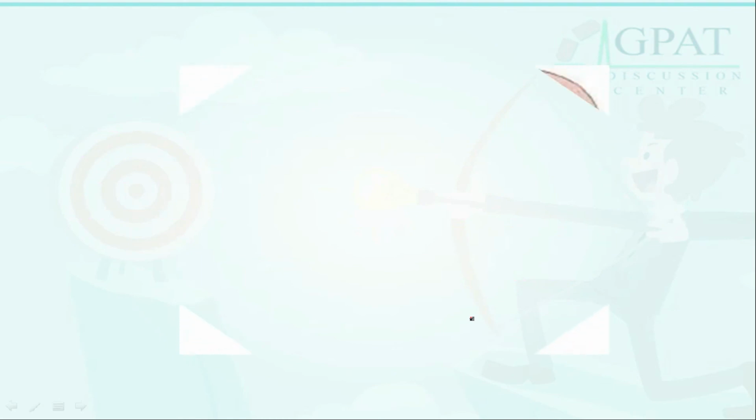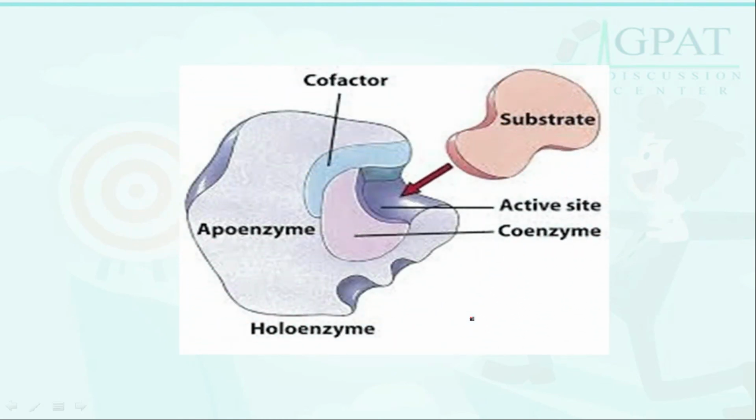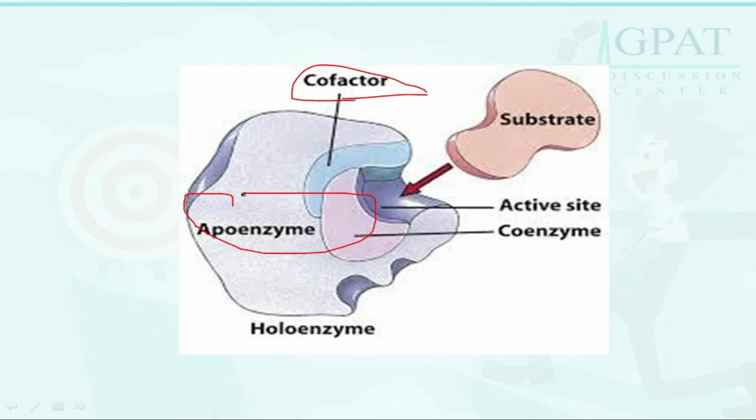Moving on, this is also an explanation which shows you the cofactor. Here we have a cofactor, an apoenzyme, and a holoenzyme, which has the active site and coenzyme, and a substrate which binds on this active site.